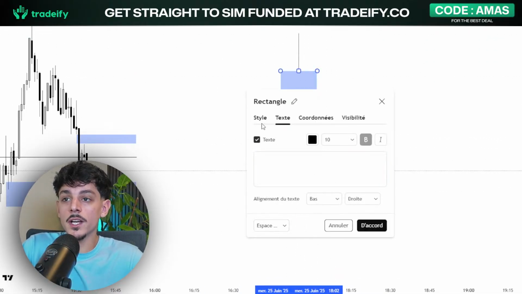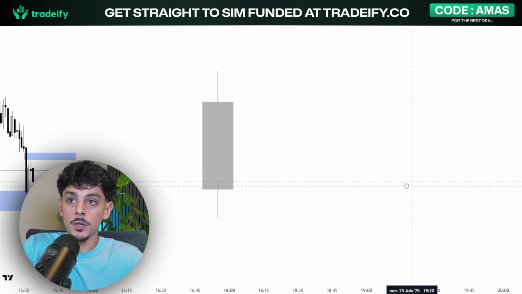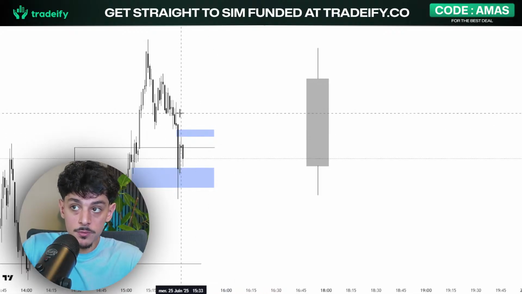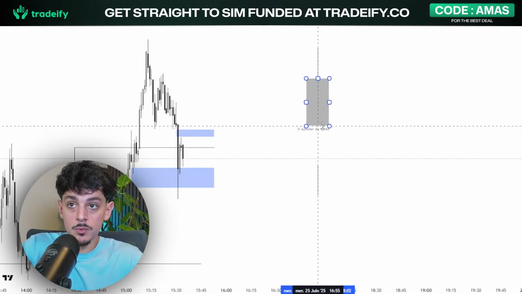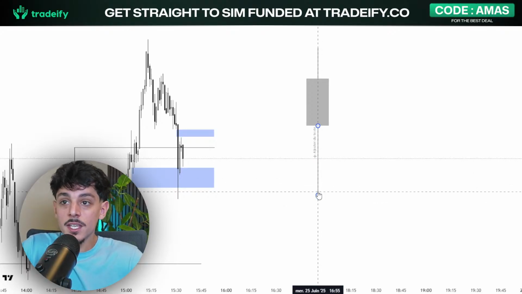The only thing you actually need with ICT is understanding the power of 3 concept. But right here, you see the previous M15 candle was bearish, and then we have a 15-minute gap just below us. What does that mean?